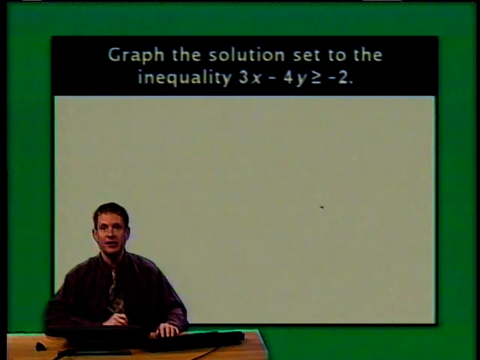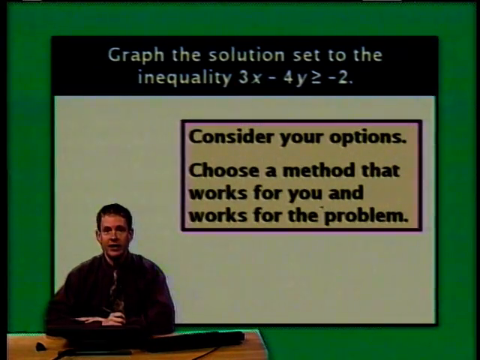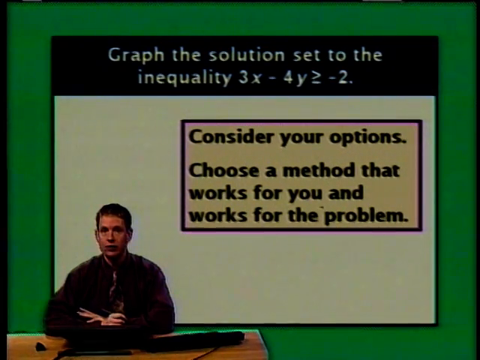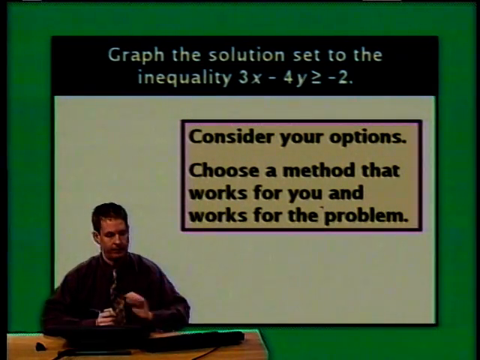So I have a decision to make. I need to consider my options. I need to choose a method that works for me and works for the problem. Now, one thing that I could do is bumble about in my head and try to come up with two points on the line 3x minus 4y equals -2 where both coordinates are integers. But I think I'm going to choose a different strategy. I think I'm going to go back to the slope-intercept model.